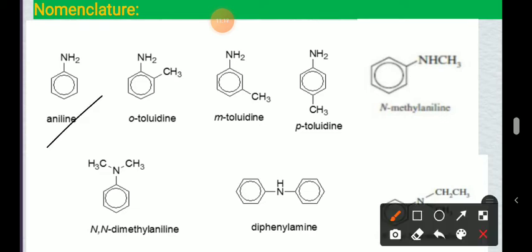If we have a benzene ring with an NH2 group attached, the name is aniline. If you have a methyl group attached on the second carbon, it is orthotoluidine. If you have a methyl group attached on the third carbon, as you know these are the positions for meta, ortho and para in benzene rings, so this is metatoluidine. Then you have paratoluidine. So for toluidine you mention ortho, para or meta according to the position attached. Then, if you check this structure, this is N-dimethyl aniline.